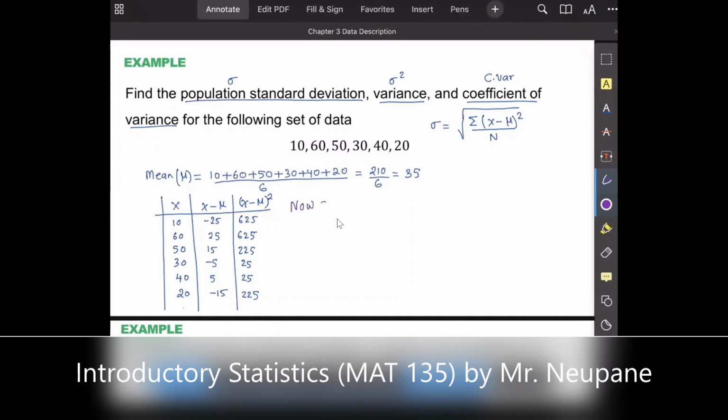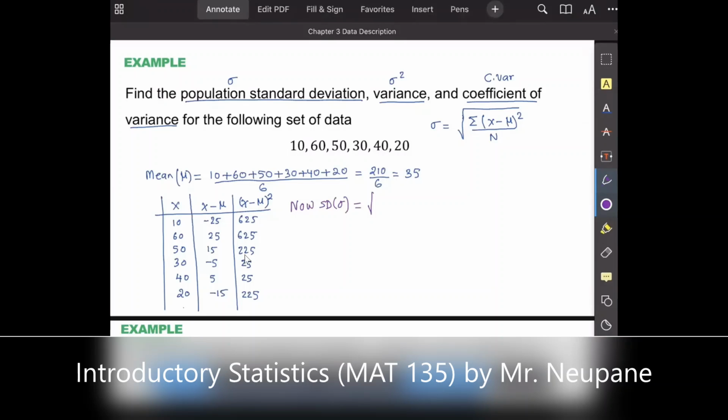Now, the standard deviation sigma is the square root of the sum of these values, the sum of x minus mean squared. Please add these numbers in your calculator and tell me what you get. Please add those numbers along with me. I'm also adding here.